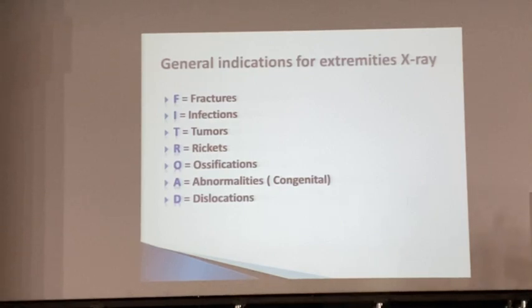Still, the modality of choice for characterization of primary bone lesions is the X-ray. This is not replaced by either CT scan or MRI. X-ray can play a primary role in characterizing bone tumors. Then you have rickets, in case of vitamin D deficiency in pediatric age groups.